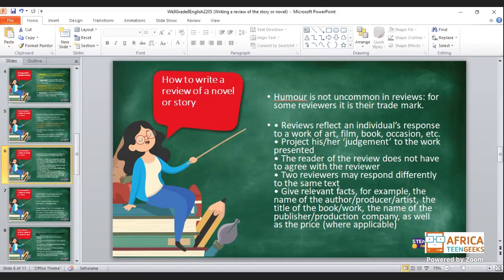So, like I said, sometimes two reviewers may respond differently to the same text. It may be you and me reviewing this novel, and I will say this novel is so-so, so I give it 3 out of 10 because of six reasons. But as for you, you read the same book and you give it an 8 or a 9, and you really are happy, and you give the reasons why you are happy.